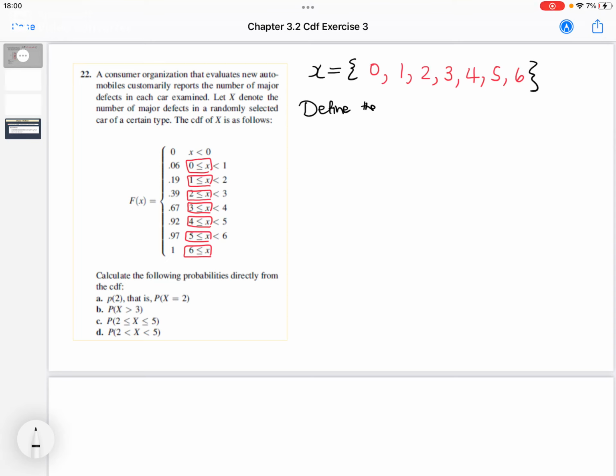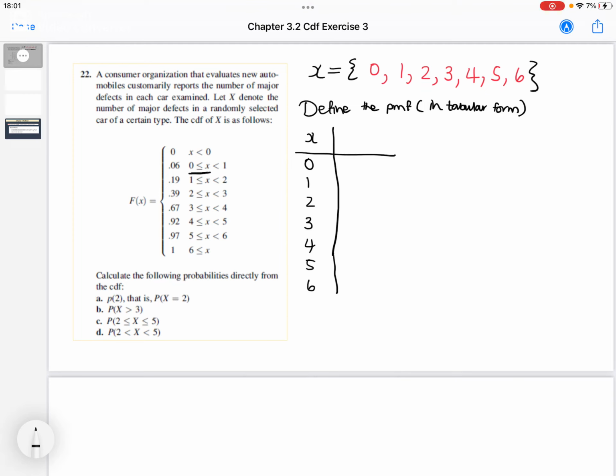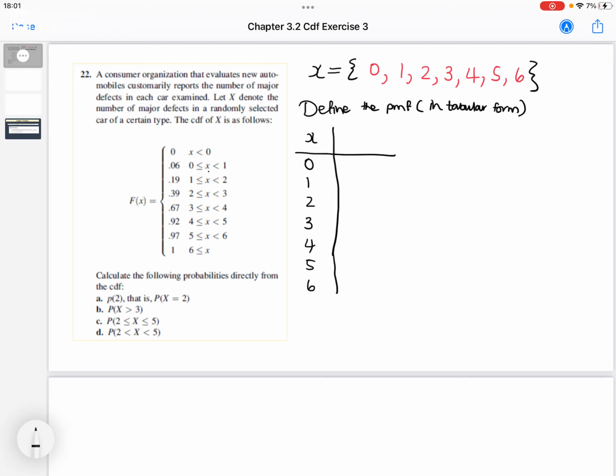Alright, so now let us define the PMF in tabular form, so use a table. If we draw a table, the first column should be the possible values of our random variable x, which is 0, 1, 2, 3, 4, 5, and 6. Do we know how we got those possible values? Yes, right? We look and see for all of those intervals where that possible value is included. So x could be greater or equal to 1, or equal to 2, or equal to 3, or equal to 4, or equal to 5, or equal to 6, right? So that's how we take note of the possible values for our random variable x.